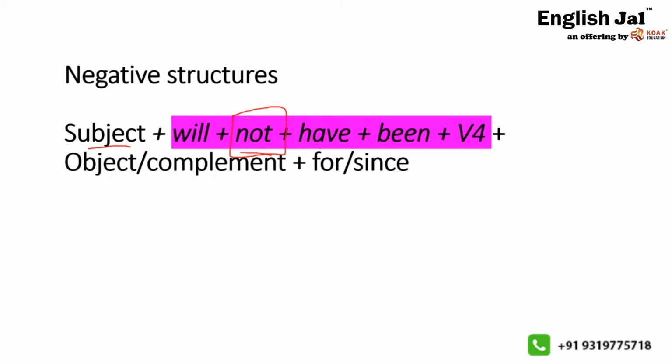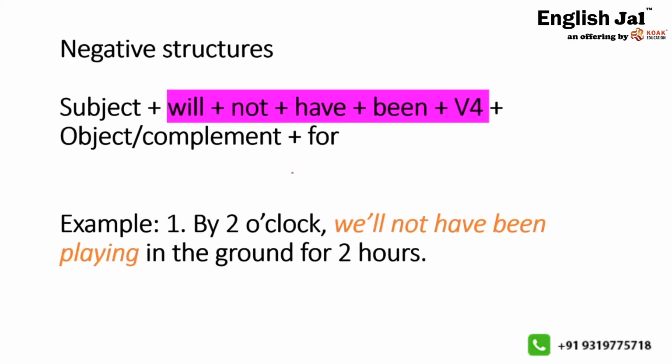So I cannot say, I will have not been working. No, I will not have been working. Or, I won't have been working. You can join will not and make it won't, if you want to use it in an abbreviated form. So it will become, by 2 o'clock we will not have been playing in the ground for 2 hours.